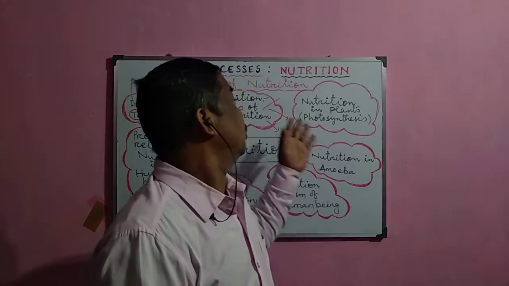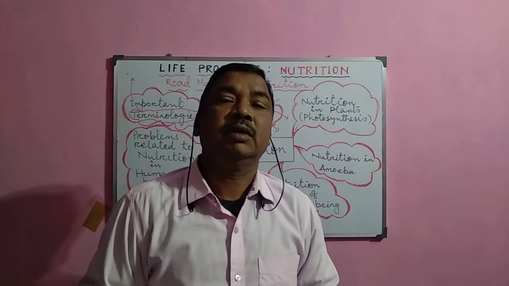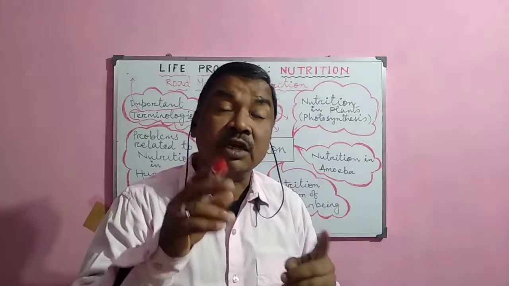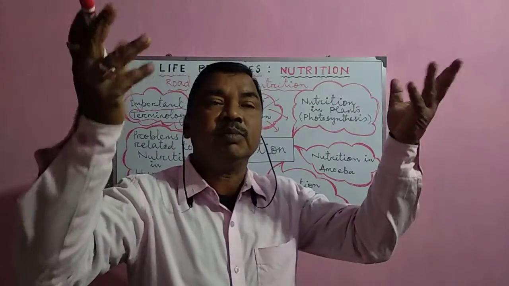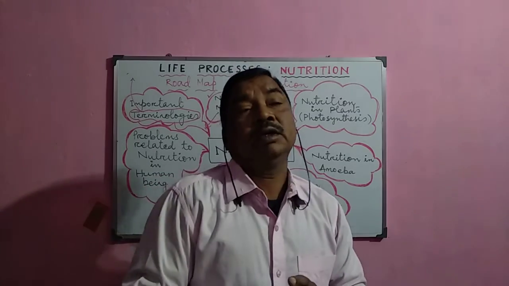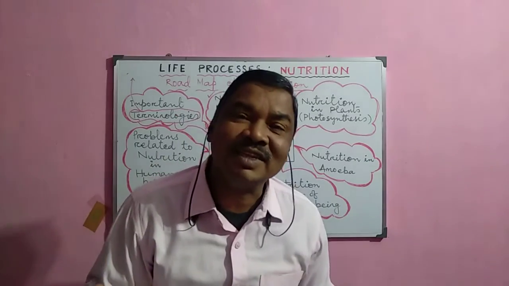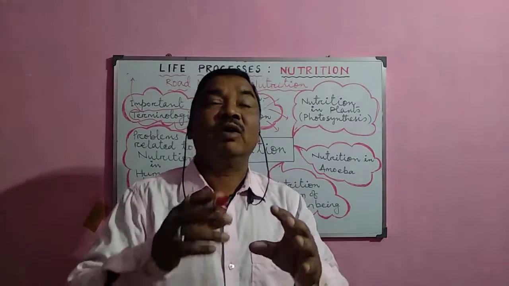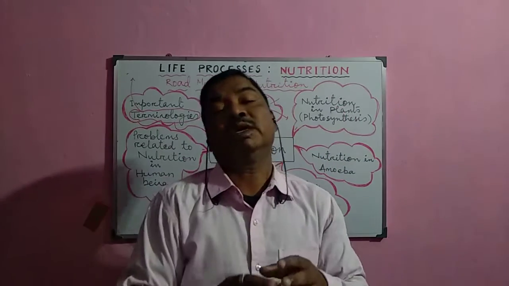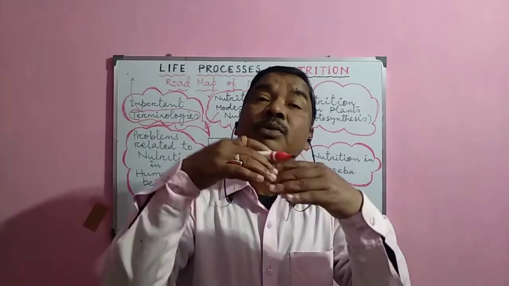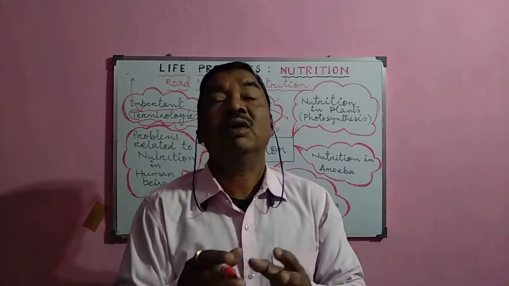So in the holozoic mode of nutrition, there are 5 important steps we shall study in detail. The first is ingestion, the intake of food material from the outside into the body. And of course, the modes of ingestion are different for different animals. Next, after taking the food material, the next step is digestion. What happens in digestion? The breaking down of complex and insoluble food materials into simpler and soluble form with the help of enzymes. This process is called digestion.